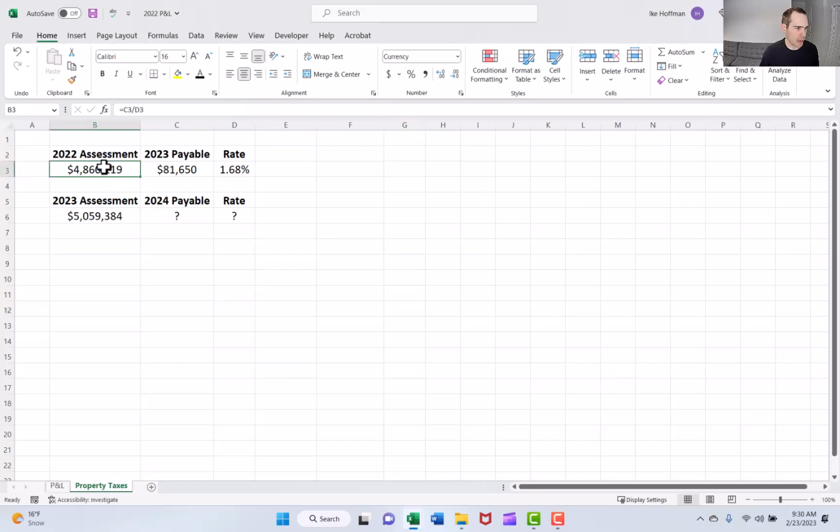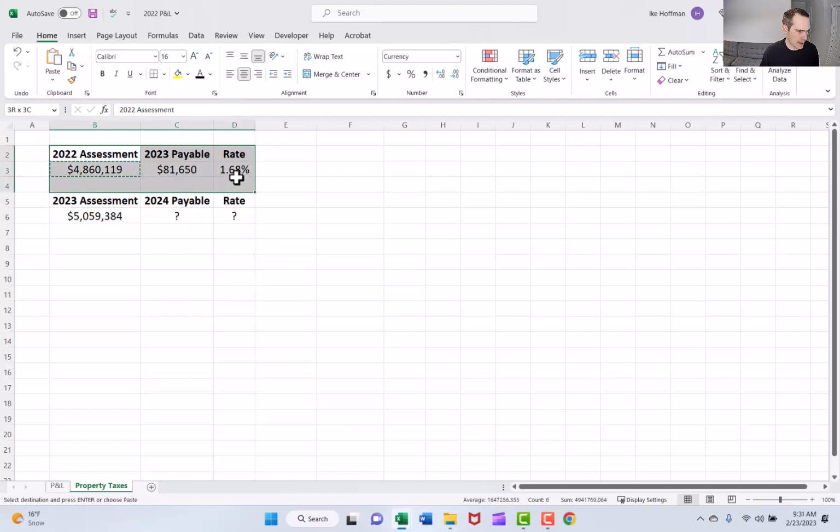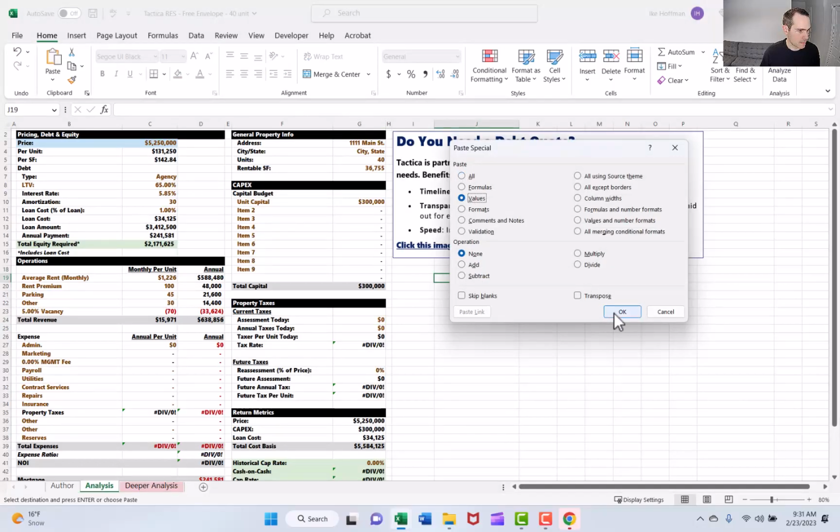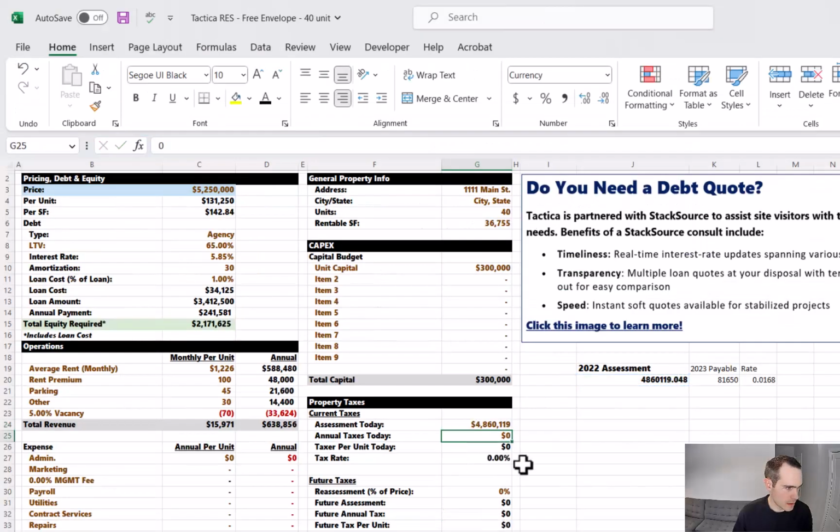So essentially we were able to get three pieces of information from the county website. But really, we'll only need the 2022 assessment and the 2023 payable, as the future taxes are going to tie to the sales price. I'm just going to take this data here, copy it, and go back into our template, and I'll just paste it off to the right as values. Assessment today, payable today.